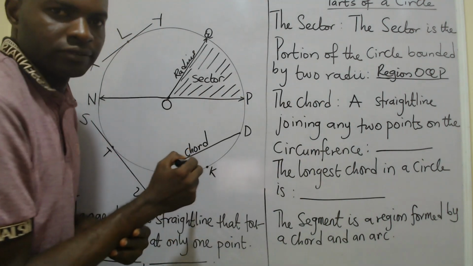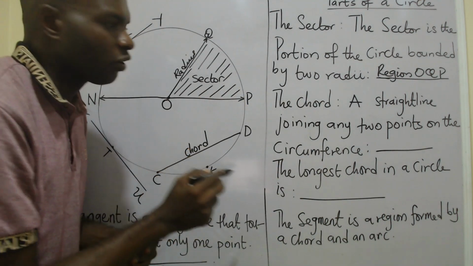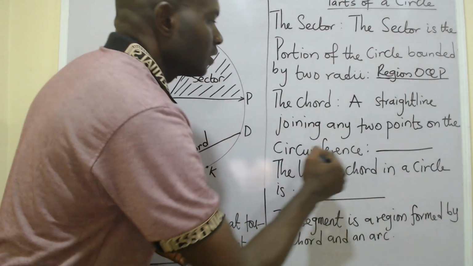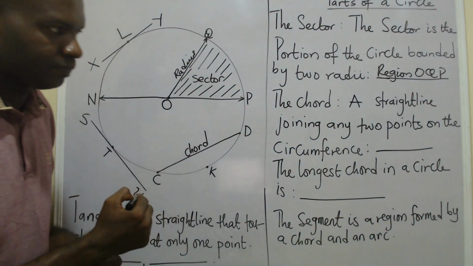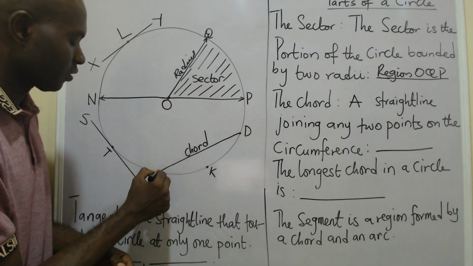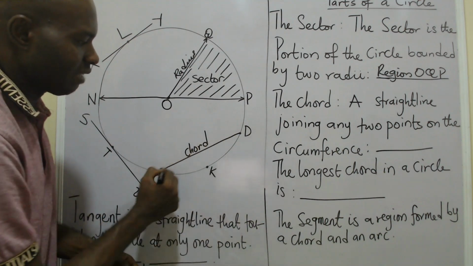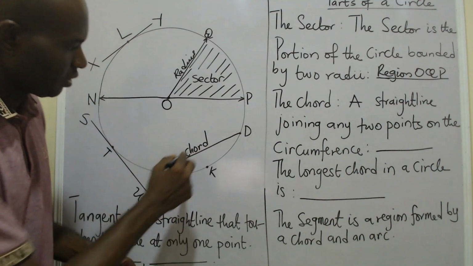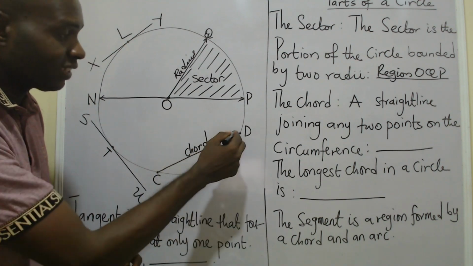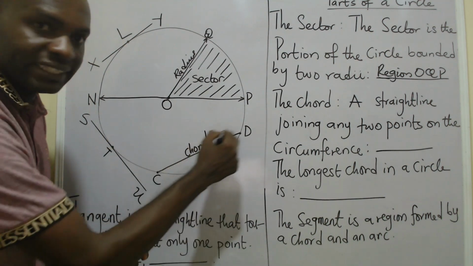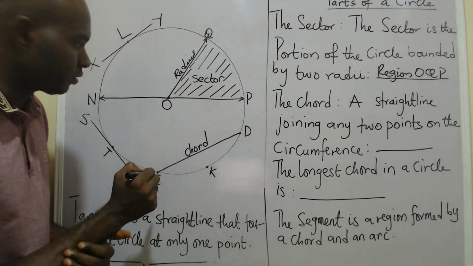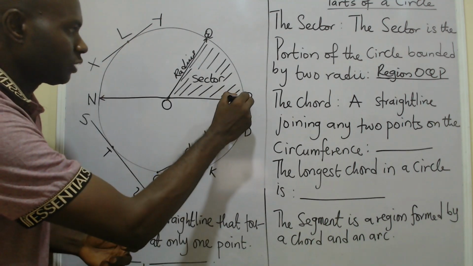The chord. The chord is a straight line joining any 2 points on the circumference. This is a point on the circumference. This is a point on the circumference. The line joining them, straight line joining them, is a chord. There can be other chords in a circle aside from this. Now, between this point and this point is a chord. Between this point and this point is a chord.